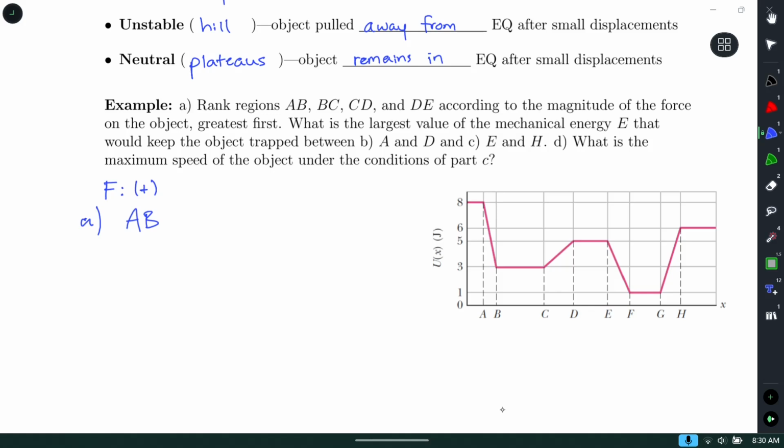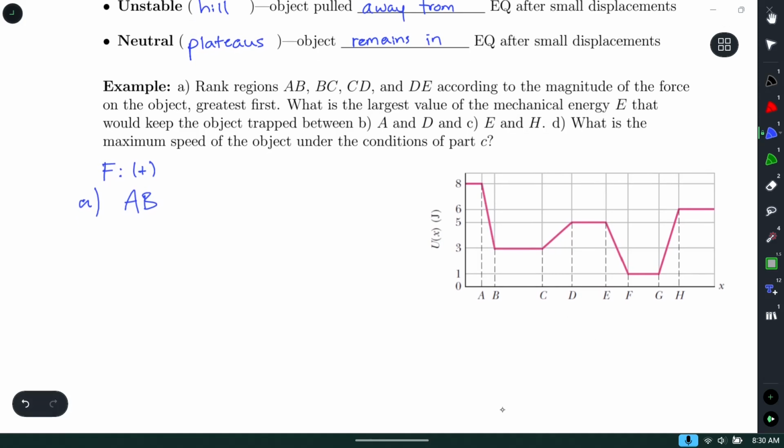GH. So let's see, it goes from 1 to 6. I'd say that looks pretty steep to me. Oh, I guess it's just got us ranking just these first ones, but let's go ahead. So yeah, I would say GH is next. And what kind of force? Negative, because an object placed there would be pulled back to the left. So far what we've got is one placed here would be pulled to the right, one placed here would be pulled to the left. All right, what's next?